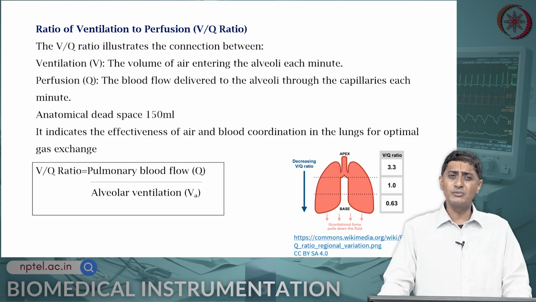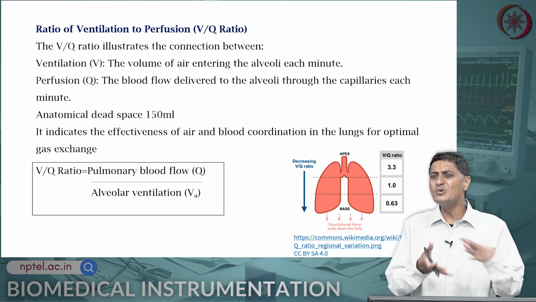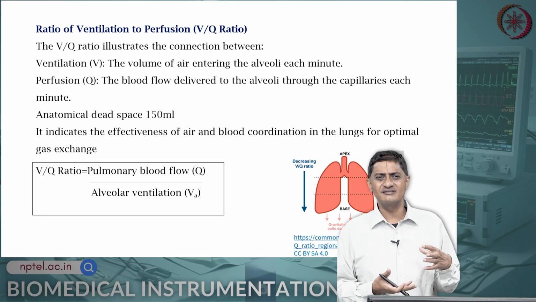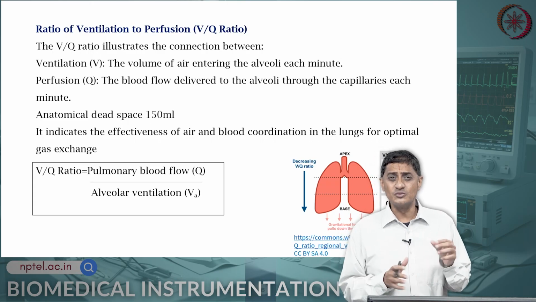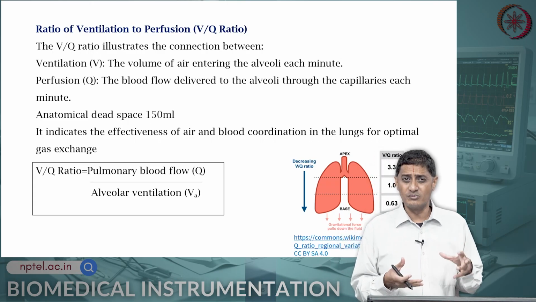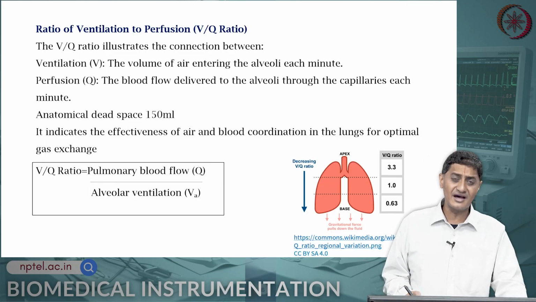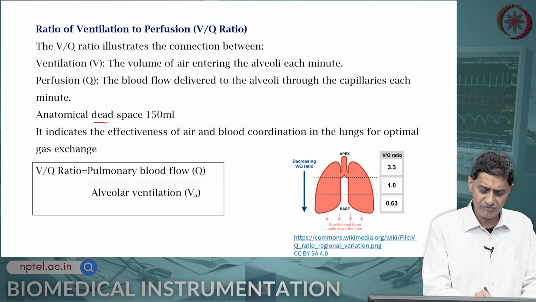Consider that there is an anatomical dead space, that is essentially the volume of the alveoli that is consuming some blood, that is the volume that is always there. This is the anatomical dead space of about 150 ml.